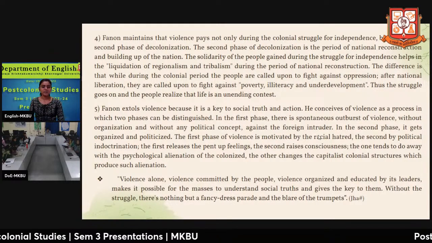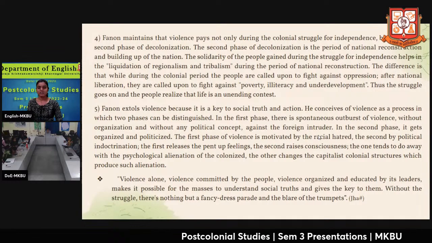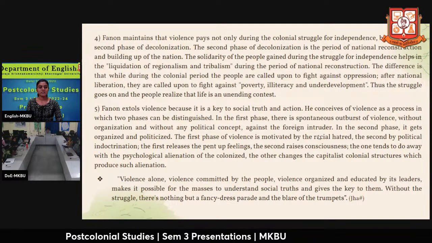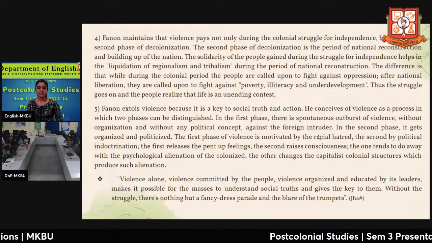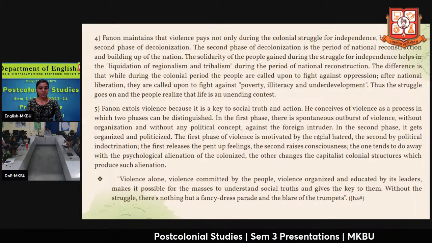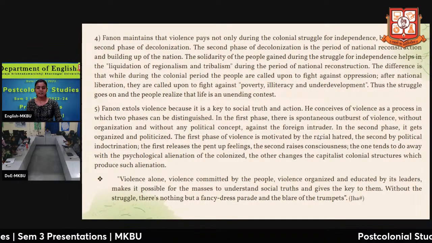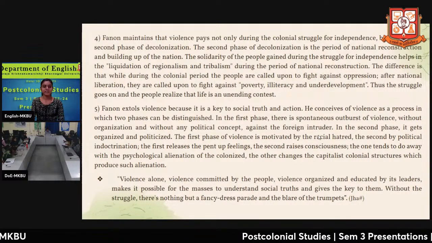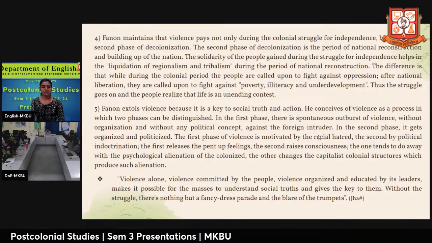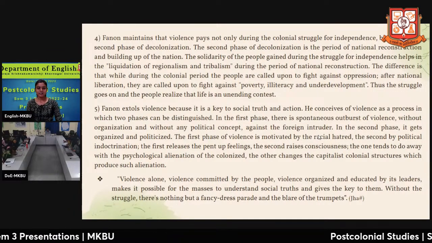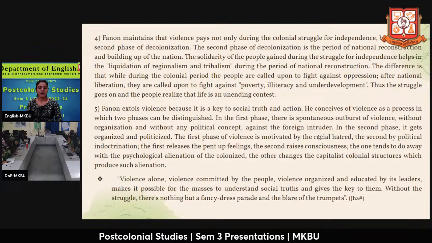Fanon extols violence because it is a key to social truth and action. He conceives of violence as a process in which two phases can be distinguished. In the first phase, there is a spontaneous outburst of violence without organization. In the second, it is organized and politicized. The first phase of violence is motivated by racial hatred, the second by political indoctrination. The first releases the pent-up feelings, the second raises consciousness, and the one tends to do away with the psychological alienation of the colonized.